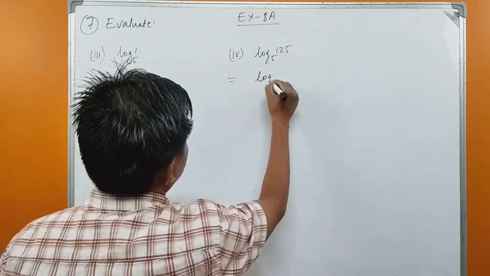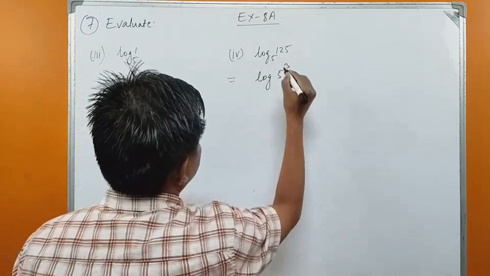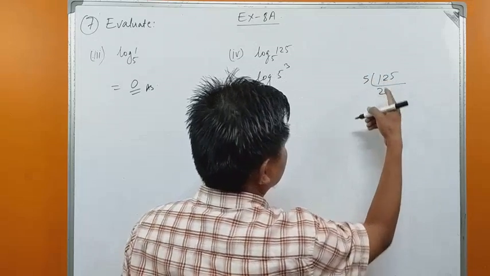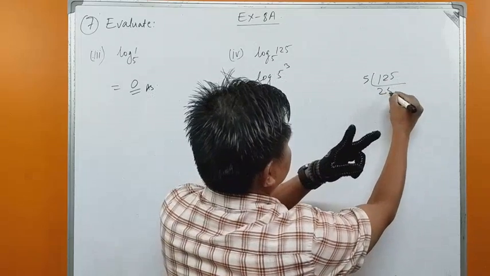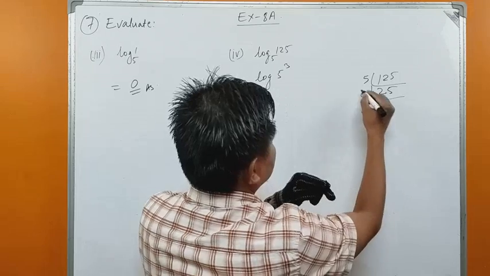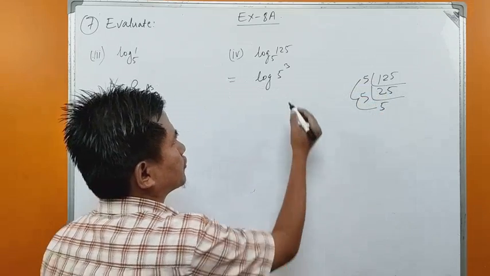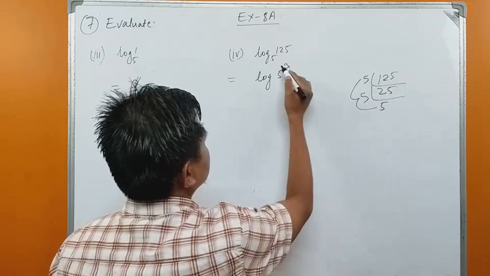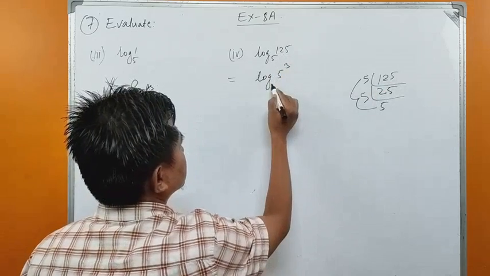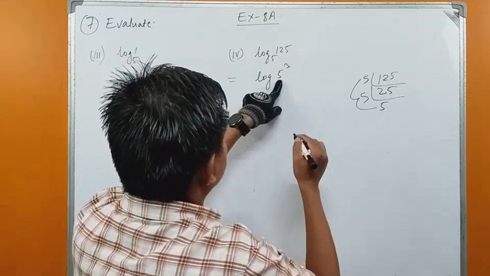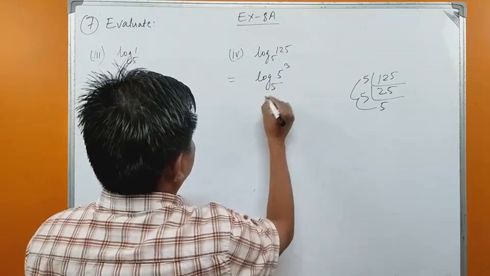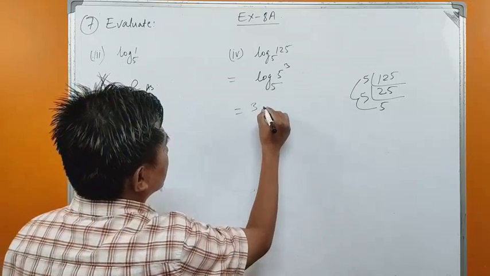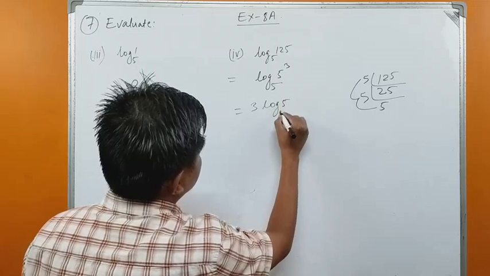Log 125 means 5 cubed, isn't it? 125. 5 5s are 25. So 5 multiplied 3 times gives us 125. So 5 cubed is 125. 5 into 5 into 5 is 125. So 5 cubed means 125. Okay, base is 5. Log 5 cubed to the base 5. This cube comes in the front now. Log 5 to the base 5.